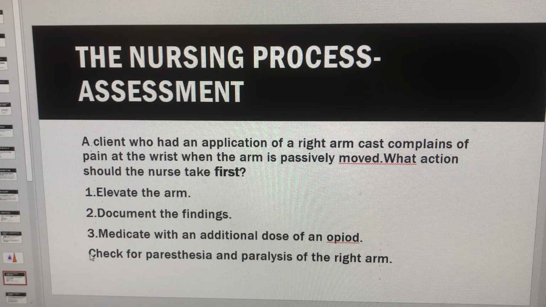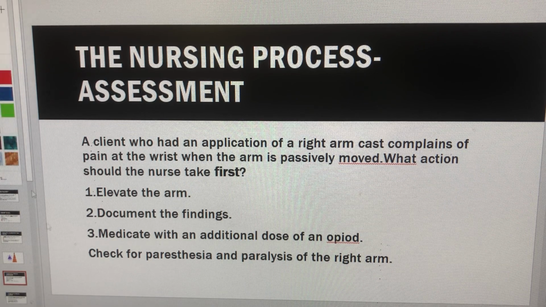Options 1, 2, and 3 address the implementation step of the nursing process. Also, these options are incorrect first actions. The arm in a cast should have already been elevated. The client may be experiencing compartment syndrome, a complication following trauma to the extremities and application of a cast. Additional data need to be collected to determine whether this complication is present. Remember that assessment is the first step in the nursing process. So the correct answer is number 4.